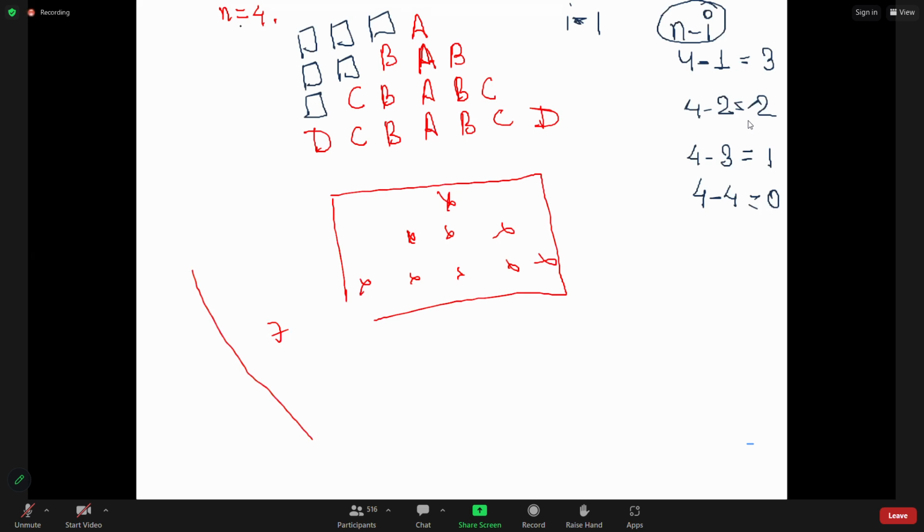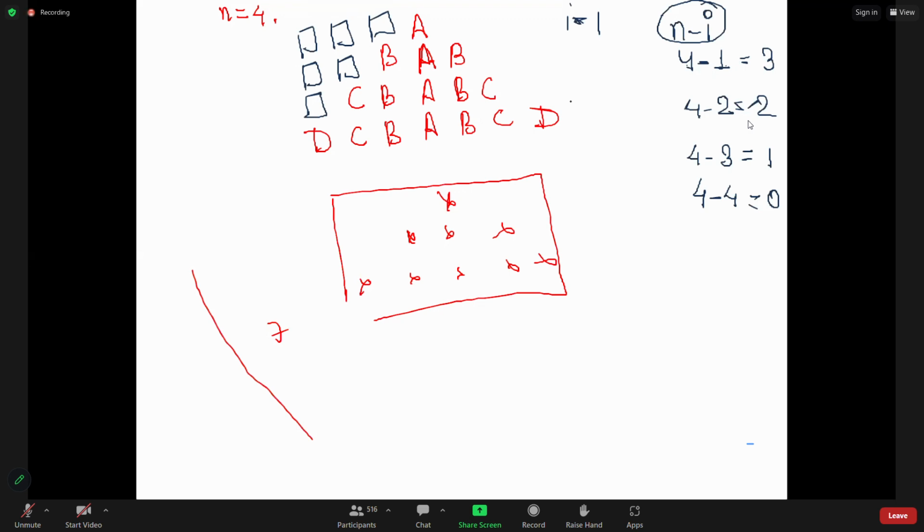Correct? Total number of rows, the n value, is 4. What is the first row value? I have started my row number from 1. That is why I'm saying 4 minus I value, which is 1. So 4 minus 1 is equal to 3.